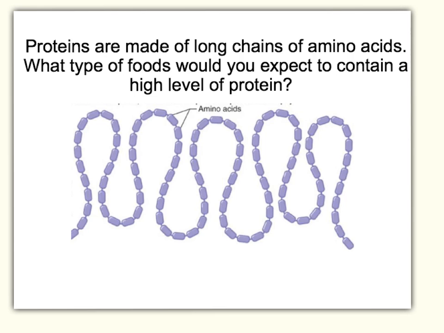Okay, this slide is just a quick recap on protein structure. You know, and I remember us building them in class, that we've built proteins out of amino acids. And we just need to briefly remember what type of foods have a high level of protein. So we're looking at meat, fish, eggs, nuts, seeds, things that we call pulses, which are like beans and lentils and chickpeas. Okay.